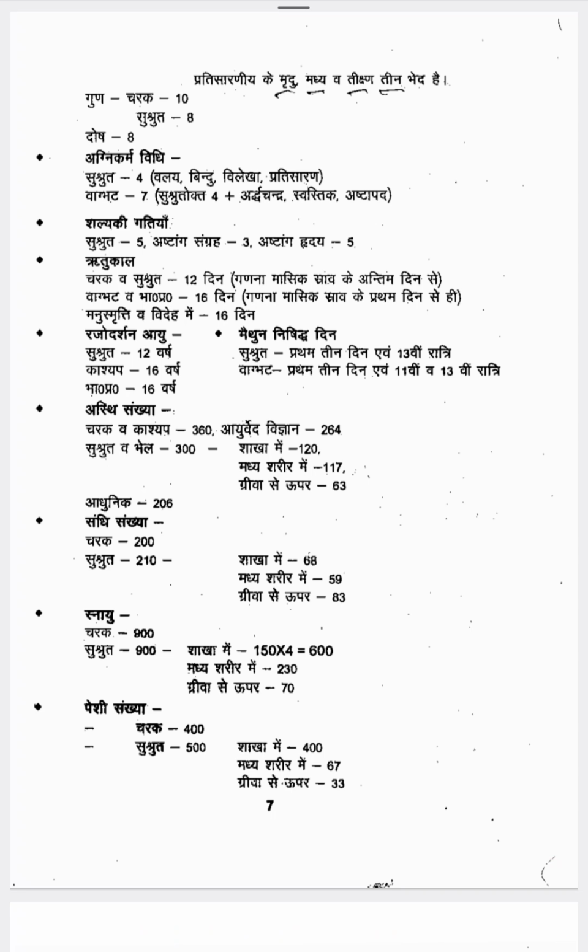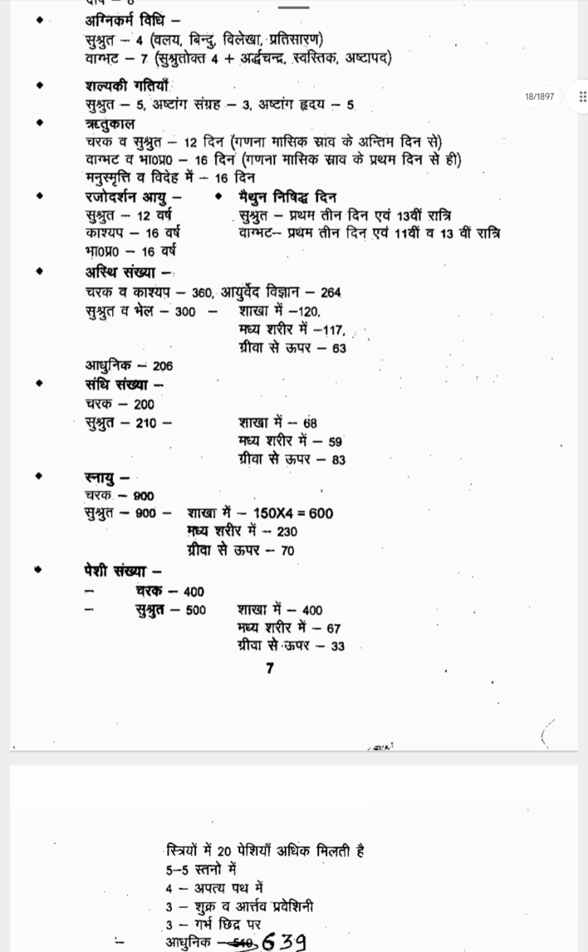Then Peshi, muscles. According to Charaka 400, according to Sushruta 500. So the 500 is distributed: in Shakha Pradesha 400 muscles, in Koshta 67, in head and neck area 33. So you can see in the head and neck area it always ends with the number 3: Asthi 63, Sandhi 83, then Peshi 33. So try to remember that. Numbers can be asked in the exam, as they used to ask in anatomy.